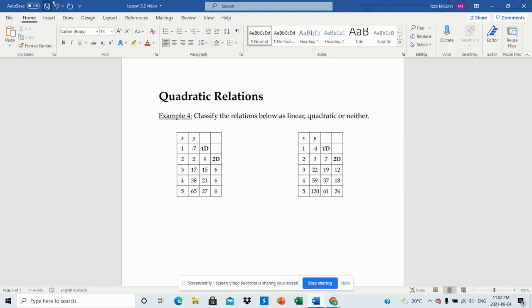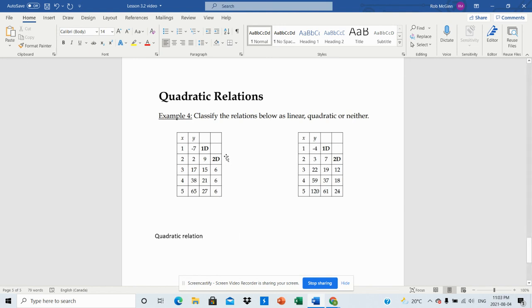So if we take a look here, oh, let's see, our first differences, 9, 15, 21, 27, definitely not the same. They're not constant. We go to our second differences. Our second differences are all 6, so they are constant. So this one here is a quadratic relation.